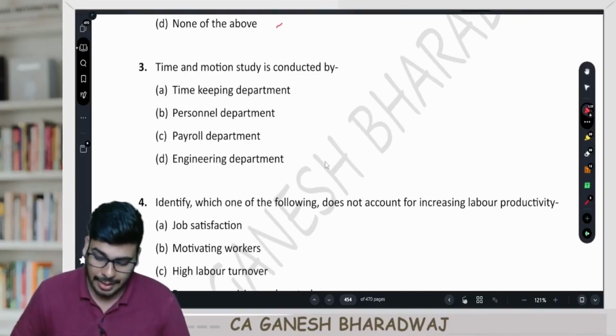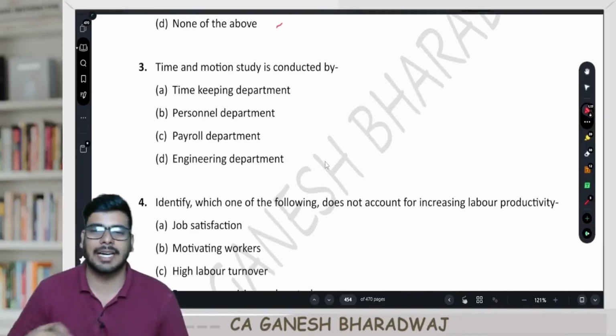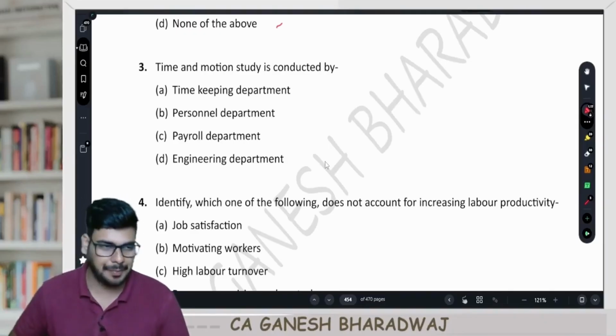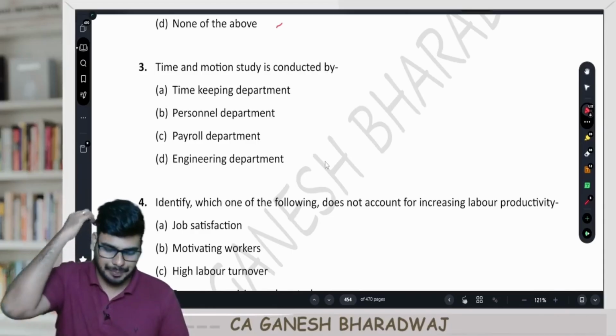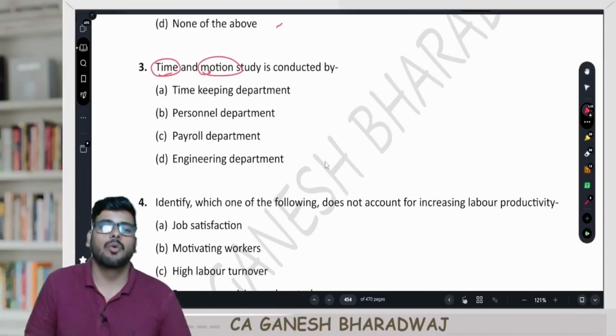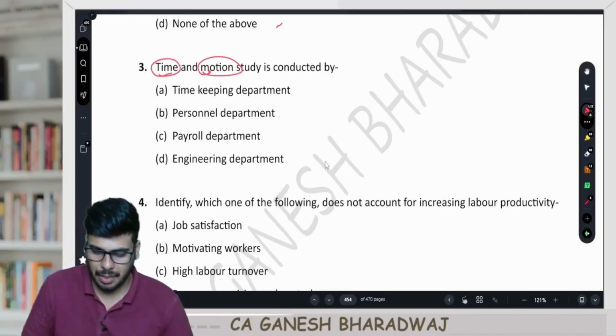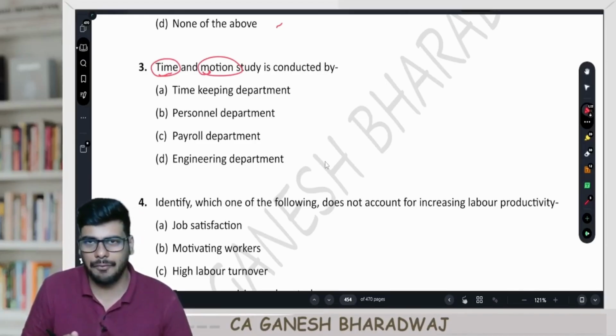Time and motion study is conducted by which department? Okay, right. See, there are some theoretical areas in this chapter. Now, there's something called time and motion study. What do you mean by this? I'm not sure if I have told this example to you all.